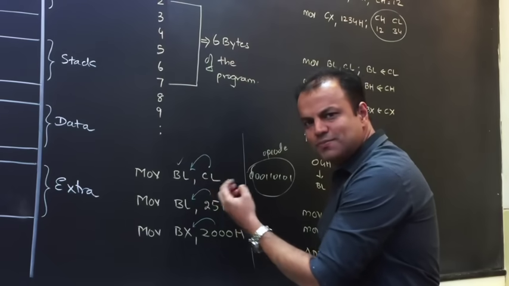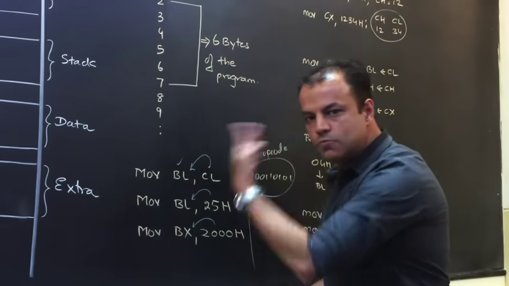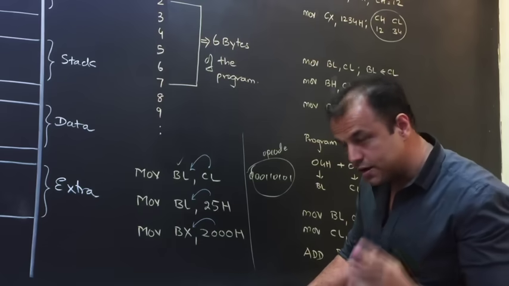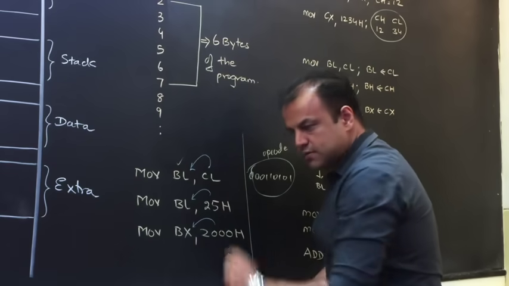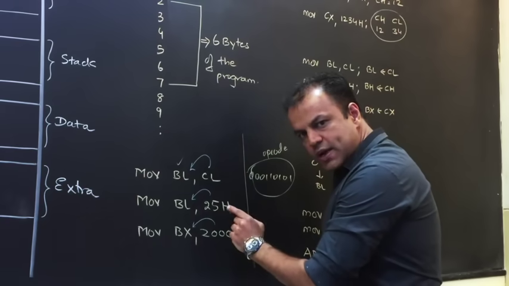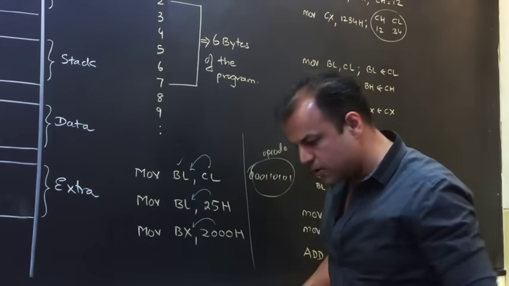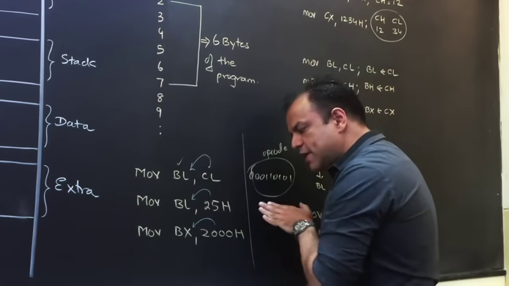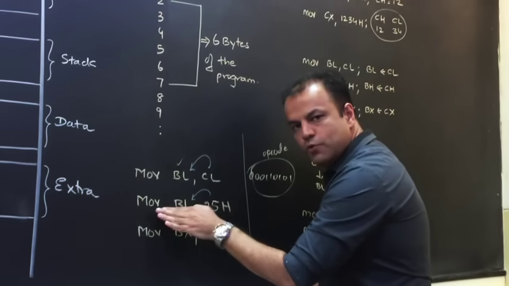This is which language? Please answer. This is assembly language. When converted into machine language, it will have an opcode. So the point I am trying to make here is, there is an opcode for move BL, CL. Will there be an opcode for move BL, CL or for move BL, 25? Come on, think about it. Think about it. Yes, there is an opcode only for move BL, CL.